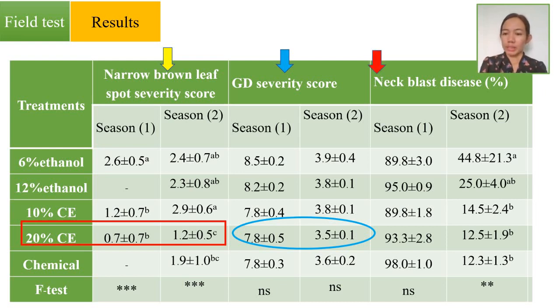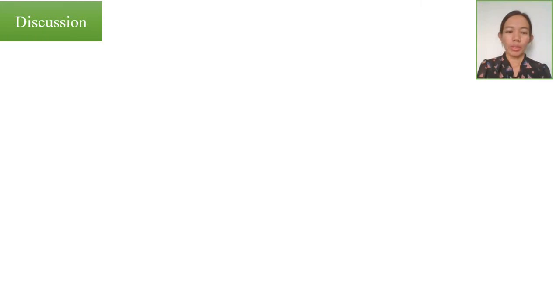And for the neck blast disease, growing season 1 didn't show a significant effect and could not control the severity of the disease. But in growing season 2, 20% ethanol extract showed a significant effect and 10% ethanol extract as well could control the severity of the neck blast disease. Let me move on to the discussion part.